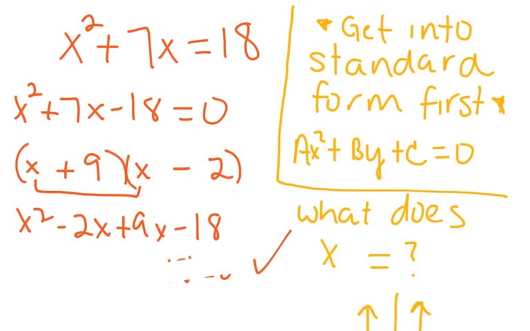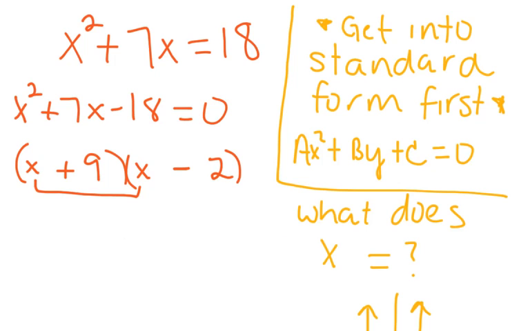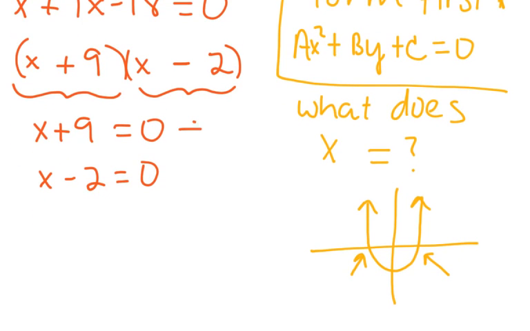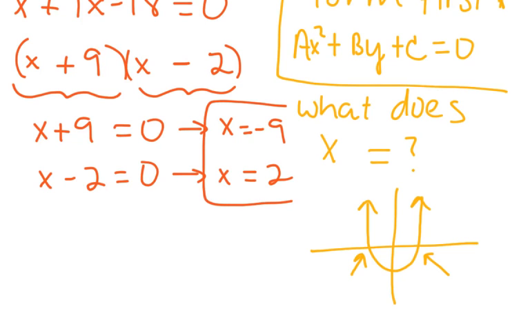So I'm just going to erase this. This was just to check to make sure I factored correctly. After you factor, the only thing we need to do next is solve for x, which means to take each factored expression and set it equal to 0. So x plus 9 equals 0, and x minus 2 equals 0, and then solve for x. Subtract 9 from both sides, we get x equals negative 9. Add 2 to both sides, we get x equals 2. This would be our solution.